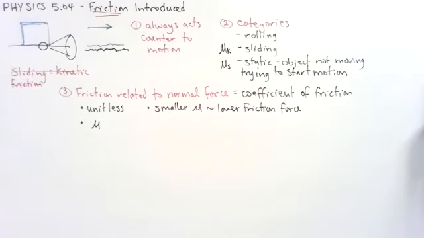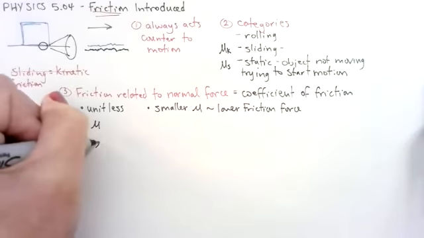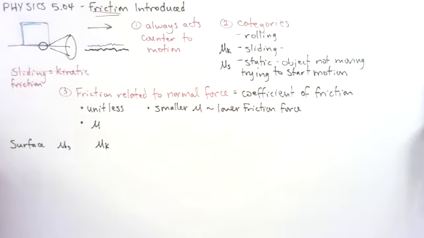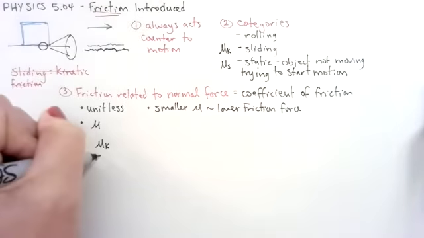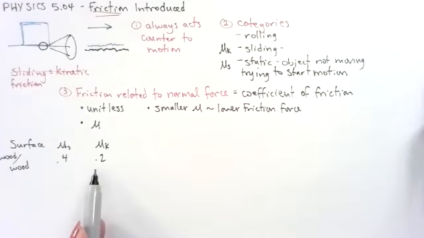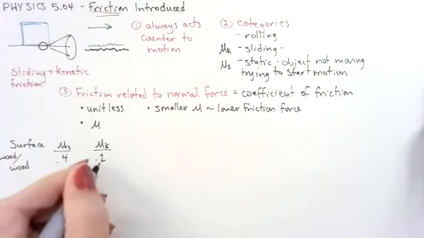So let's look at some of these values. Let me make a little table here: surface, mu sub s, and mu sub k. Let's say I'm sliding a wood block across wood, so wood on wood. There is a coefficient of static friction of 0.4 and kinetic friction of 0.2. Why the difference here? Remember, it's easier to keep something moving than it is to start something moving. This is static, where we're trying to get it moving, versus kinetic, where we've already gotten it moving.